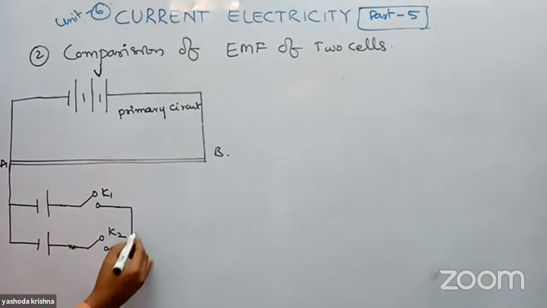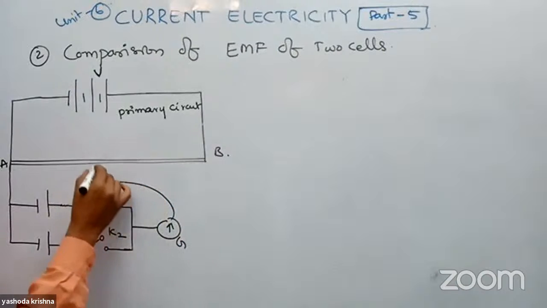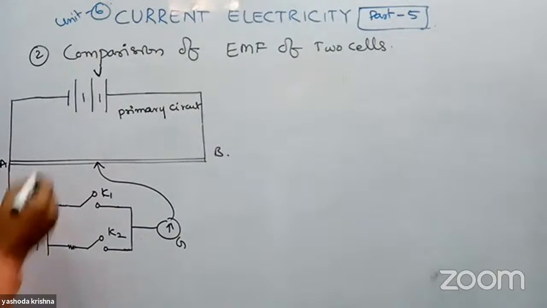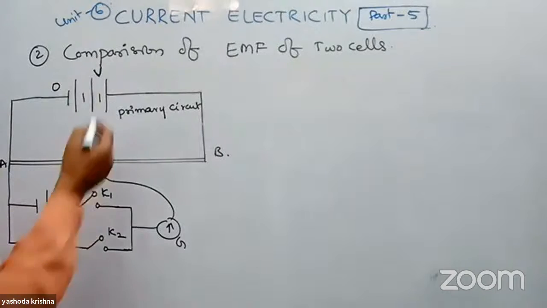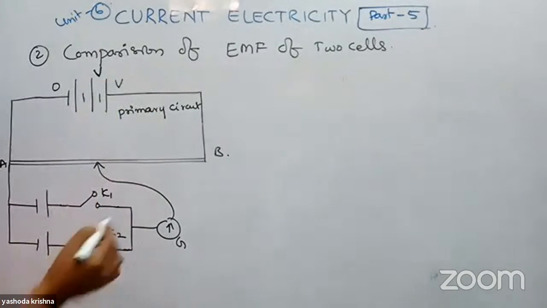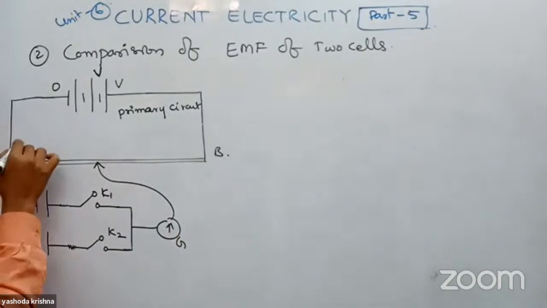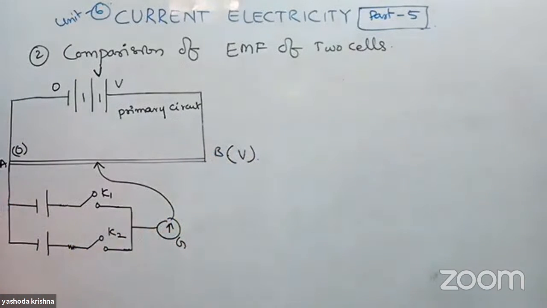The battery is connected to the galvanometer, and the galvanometer is connected to the jockey J. Then what happens here? Zero is there. This one is the zero. This is the V voltage here, and zero voltage here for A.